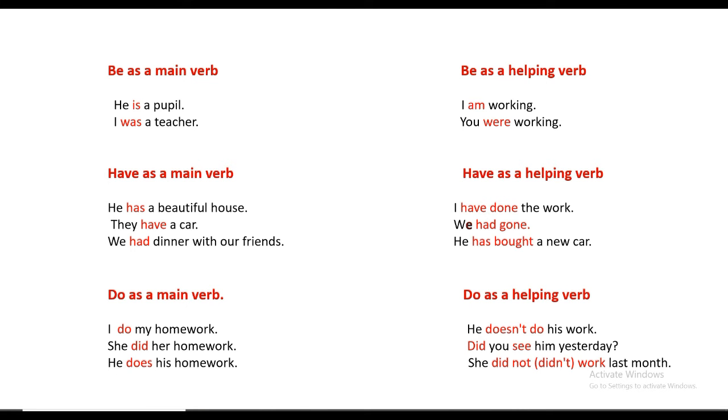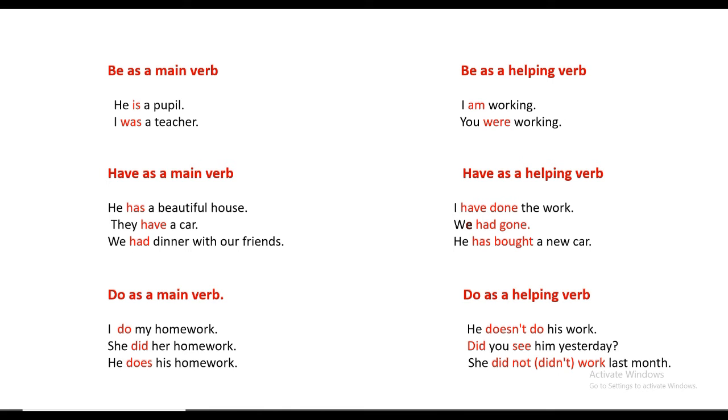Look at the examples. Be as a main verb. He is a pupil, I was a teacher. Is and was are main verbs. Be as a helping verb. I am working, you were working. In these two sentences, working is the main verb. Am and were are helping verbs.